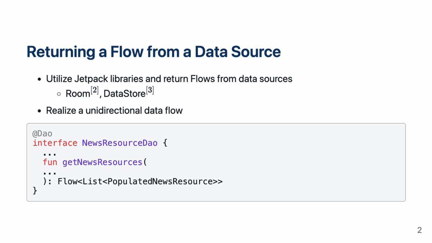When returning values from a data source, you should generally use flows. Database libraries like Room and key-value data storage like DataStore support returning values via flows. For example, a data access object (DAO) for a news database using Room also returns flows. This is because it propagates state using a unidirectional data flow.